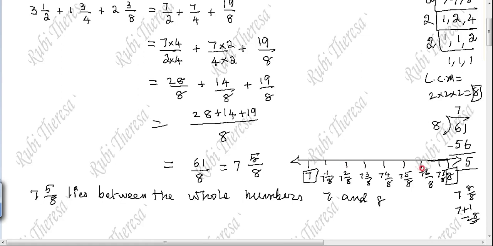If you draw a number line, you will understand a little more clearly. If you say, "Miss, I can do it without this," it is very good. It is well and good. Without a number line, you will be able to say that it lies between 7 and 8. It is very good. But this is better for understanding.